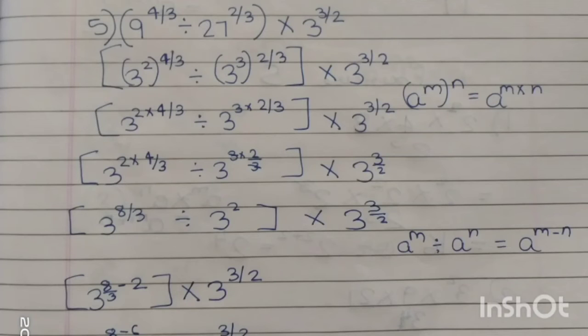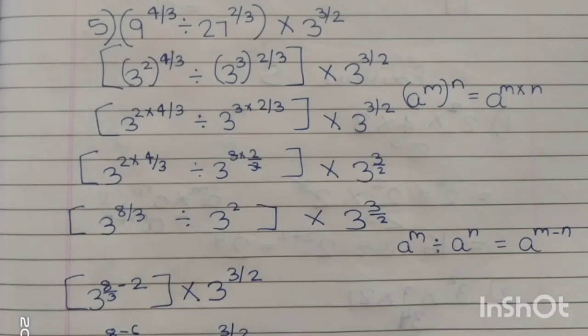By the power law, we know that (a to the power m) bracket to the power n is equal to a to the power m into n. So here we can multiply 2 and 4 by 3, divided by 3 to the power 3 into 2 by 3. So 2 into 4 by 3 will result into 8 by 3, and 3 into 2 by 3 will result into 2. So it will be 3 to the power 8 by 3 divided by 3 to the power 2, multiplied by 3 to the power 3 by 2. Again, the bases are same and they are in the simplest form.